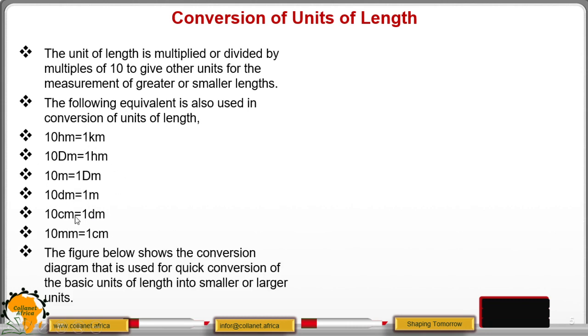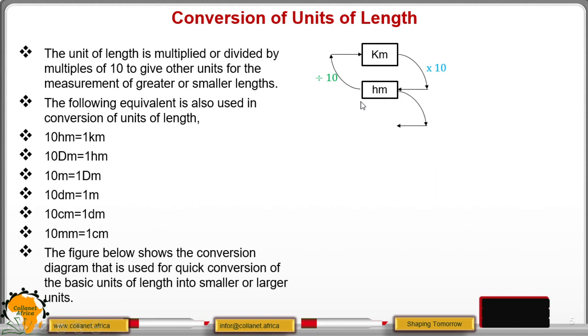So for us now to recall this, we have a conversion flow chart that is going to help us to know when we are supposed to divide by 10 or by any multiple of 10, and when we are supposed to multiply. So we start by writing the unit, the largest, that is the kilometer. We have the hectometer. You want to move from kilometer to hectometer, you multiply by 10. You want to move from hectometer to kilometer, you divide by 10.